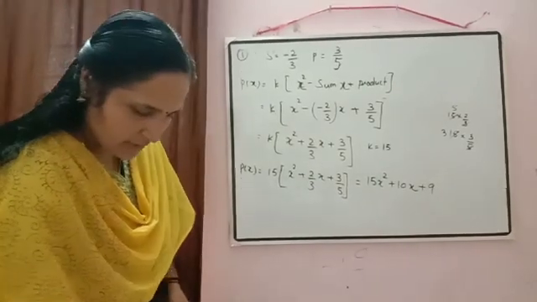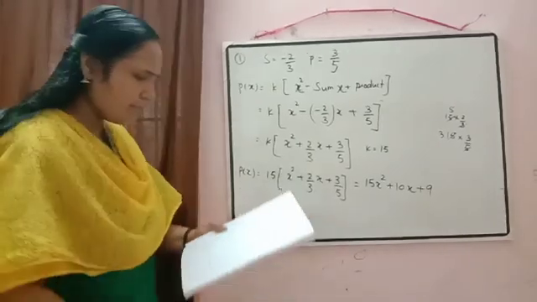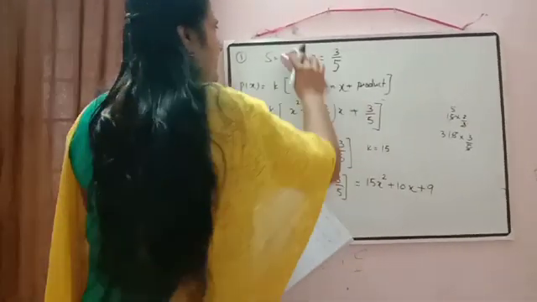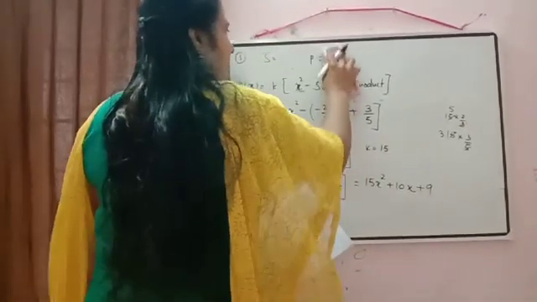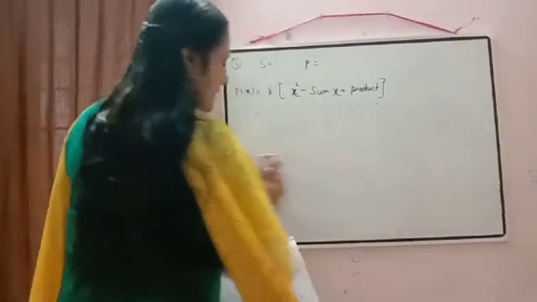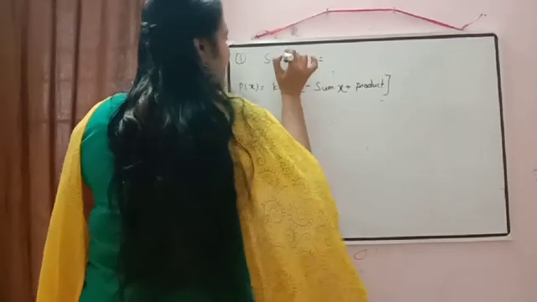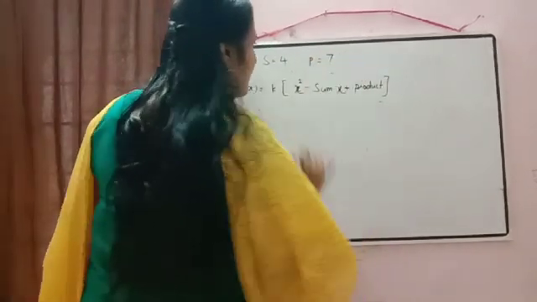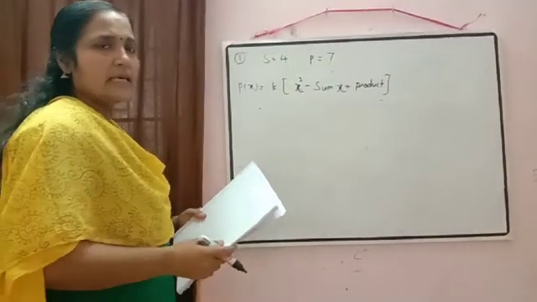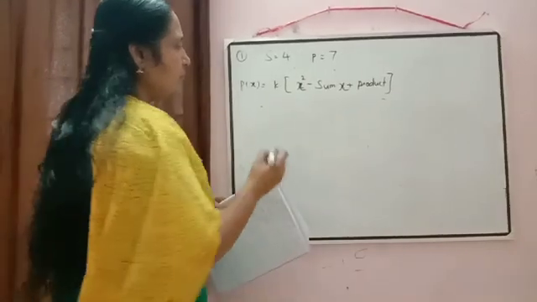Okay, now write down the next one. Sum is equal to 4, product is equal to 7. I hope you can do this question. Just substitute the value, what will come?